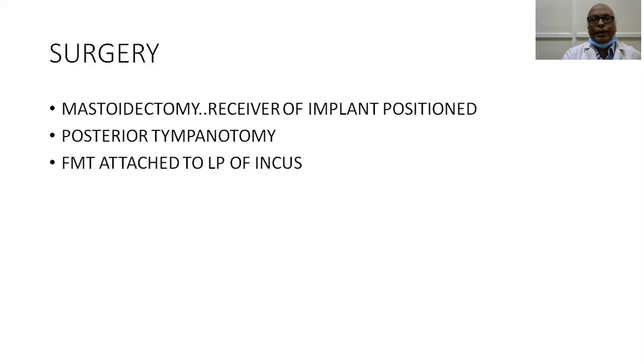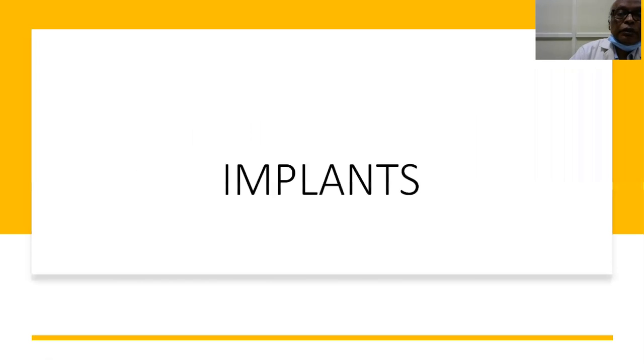Surgery is, we have to do a mastoidectomy, and then implant the receiver of the implant. We have to keep it in position, and then we have to do a posterior tympanotomy, just like in cochlear implant, and through that the electrical link wire is introduced, and the FMT which is attached at the end of this wire is clipped to the long process of the incus. This is vibrant sound bridge.